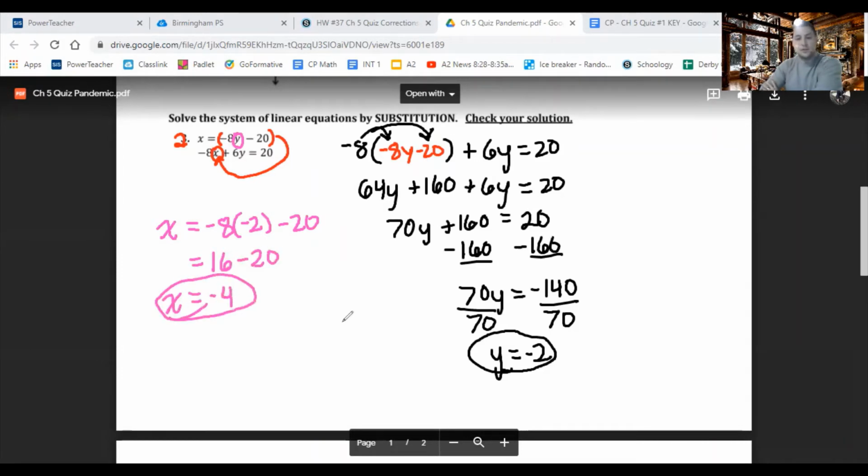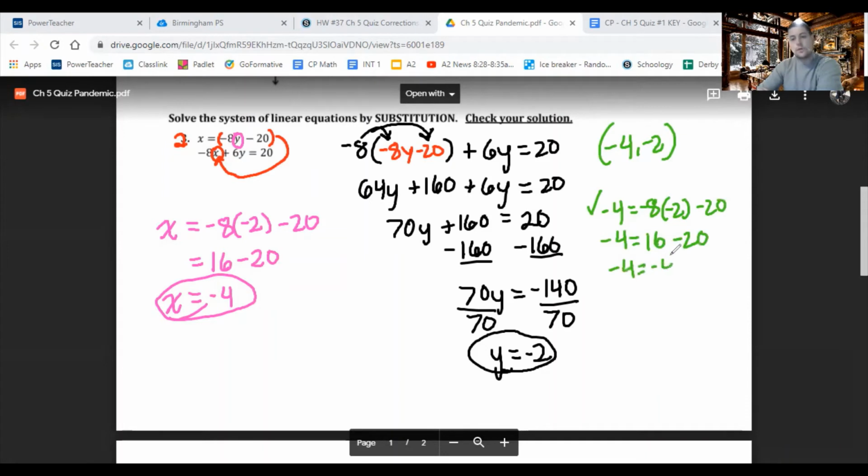So we believe our solution to be -4, -2, but we have to perform a check. So let's check in the top equation. Does -4 equal -8 times -2 minus 20? Well, if it checks out, both sides should equal -4. In this case, it looks like it does. So we know we're correct in the top equation. It needs to work in both. It's -8 times -4 plus 6 times -2 equal to 20. That's 32 minus 12, and that does equal 20. So it checks, you have the right solution.